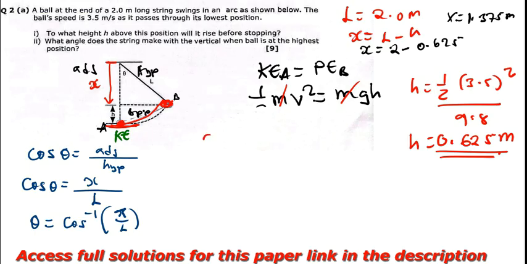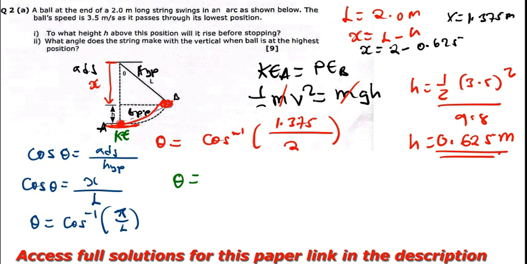So theta will be equal to cos inverse. My x is 1.375. My L is 2. So let's see what our theta will be. So shift, then cos, open brackets, 1.375. Then I divide this by 2.